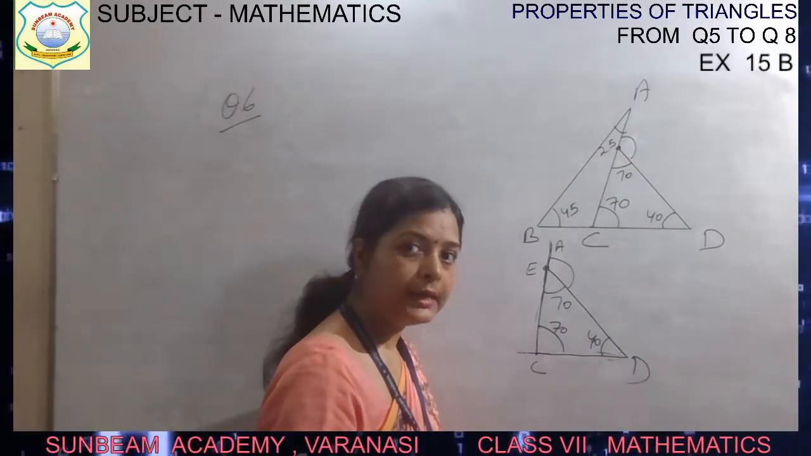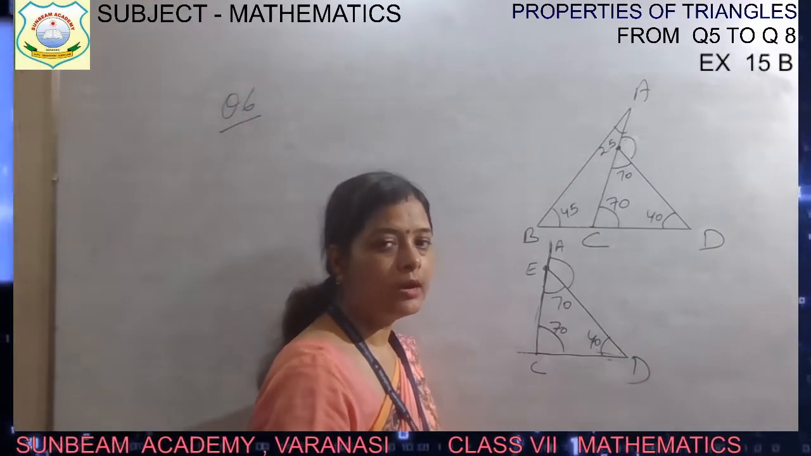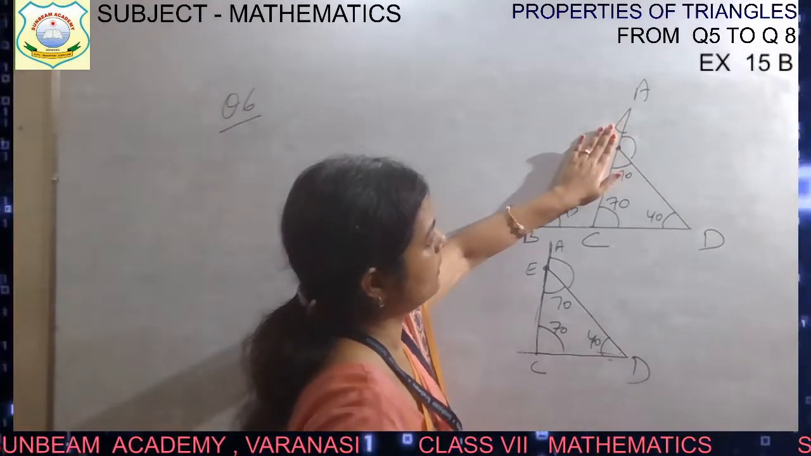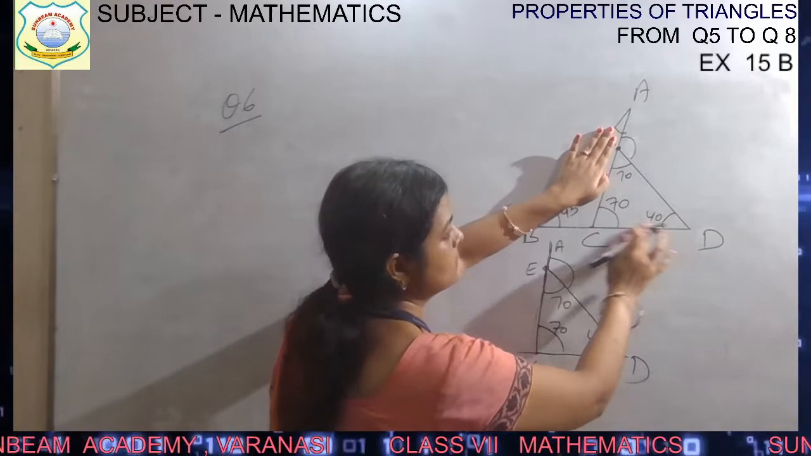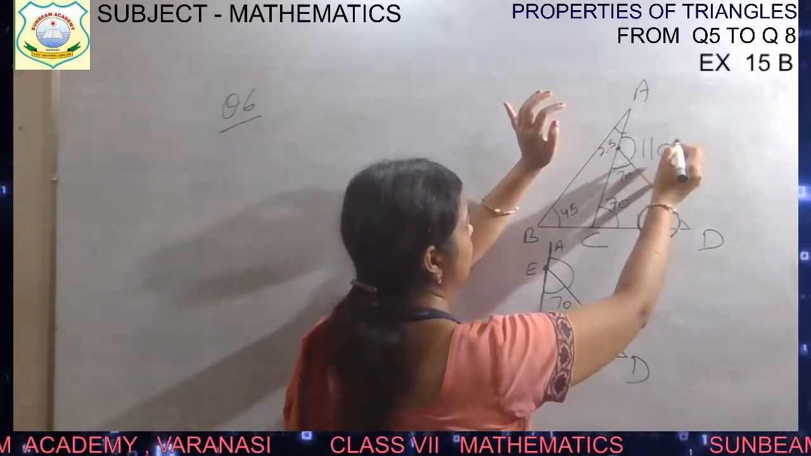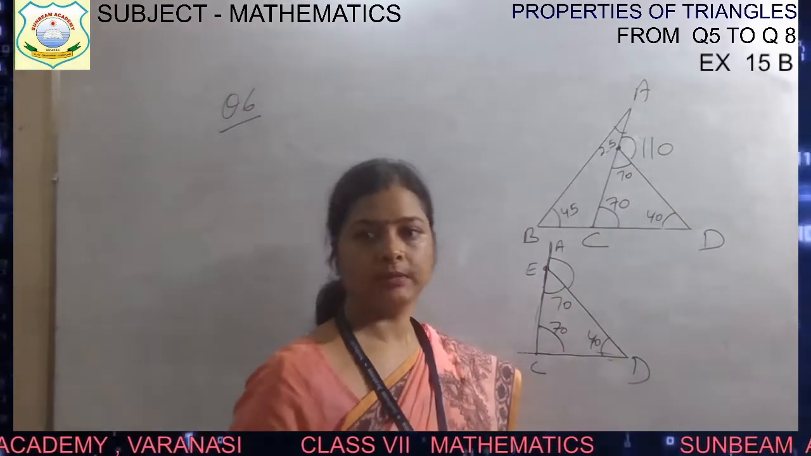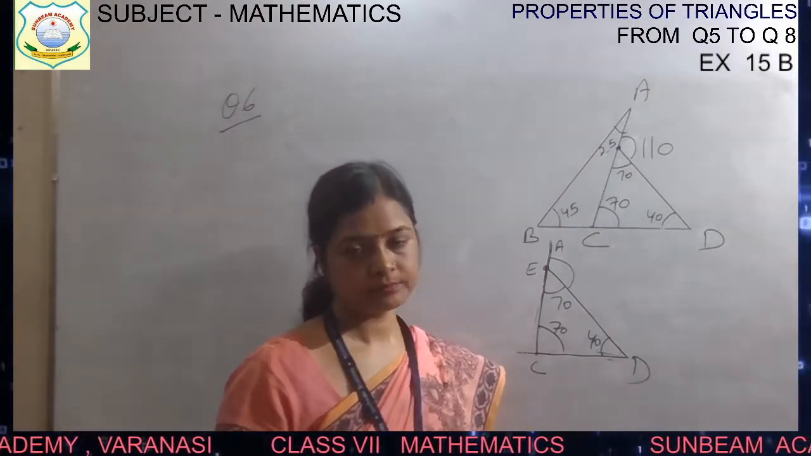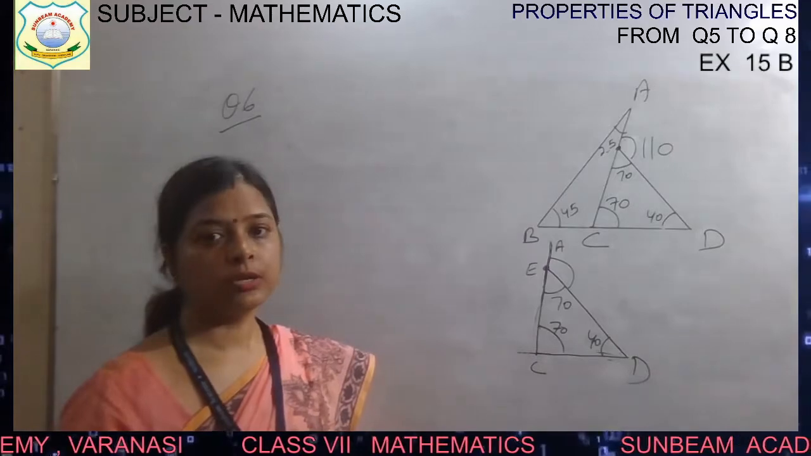Use linear pair property और आप इसका भी use कर सकते हो क्या? Interior angle sum is equal to the exterior angle. So ये क्या आ जाएगा आपका? This will be 110 degree. This will be equal to 110 degree. So in this way you have to solve this question.